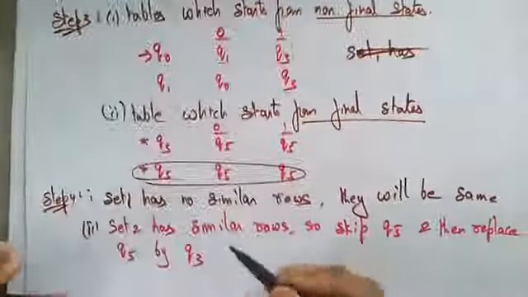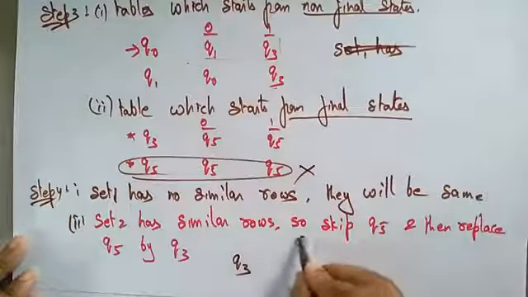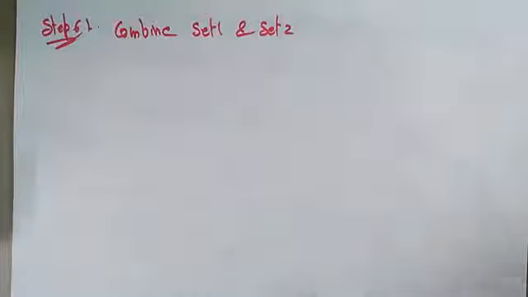Wherever Q5 is there, just replace it with Q3 in the rest of the states. So what is the new state here? In table 2, I just skip this row, and in the place of Q5, I have to write Q3, Q3. Okay. Now combine the two tables. So this is my new table and this is another table. Now combine the tables in step 6, set 1 and set 2.